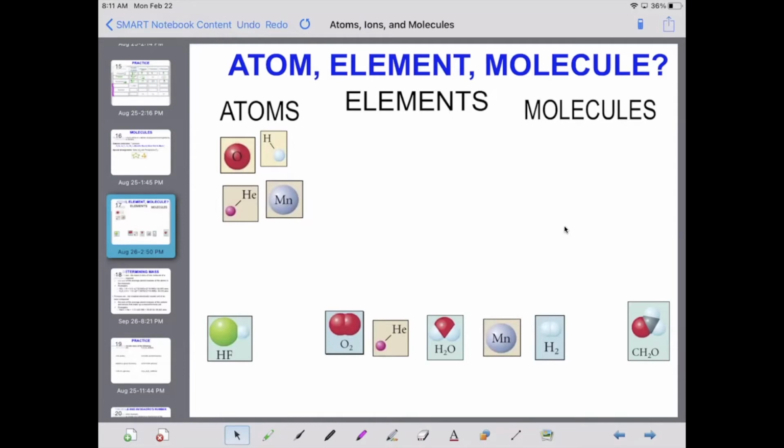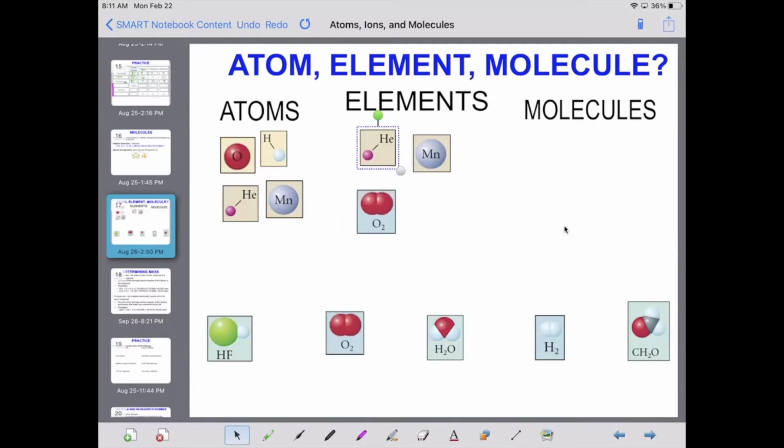Now, helium is actually also an element, as is manganese. So those are elements because they exist just like that in nature. Helium is a noble gas. It doesn't need any bonding and it exists just like that. And so that's considered an element. Manganese, same thing. Manganese is a metal and it can exist on its own like that.